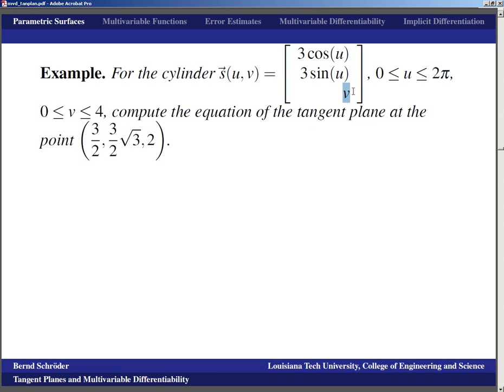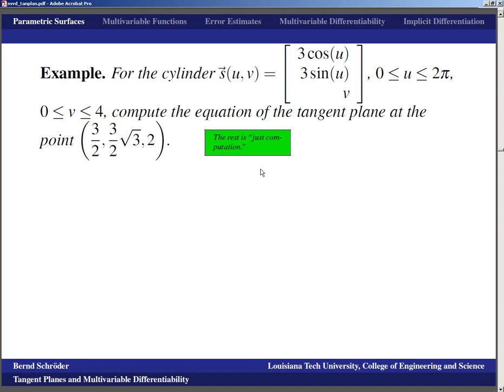Well, if we set v equals 2, we get that the z-coordinate is 2. And if 3 cosine of u is 3/2, which would mean cosine of u is 1/2, which would mean that u is pi over 3. Well, for u equals pi over 3, we get 3 cosine u being 3/2 and 3 sine u being 3/2 root 3. So this really is a point on that surface. And we want to compute the equation of the tangent plane at that point.